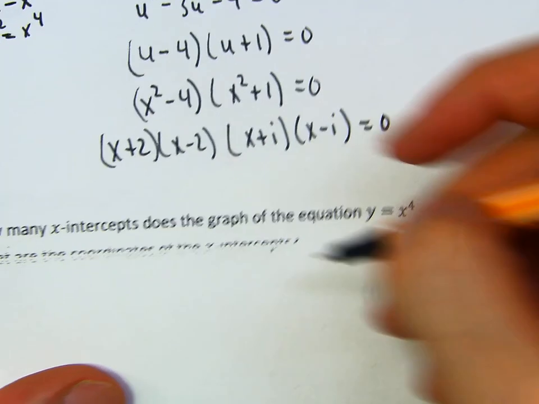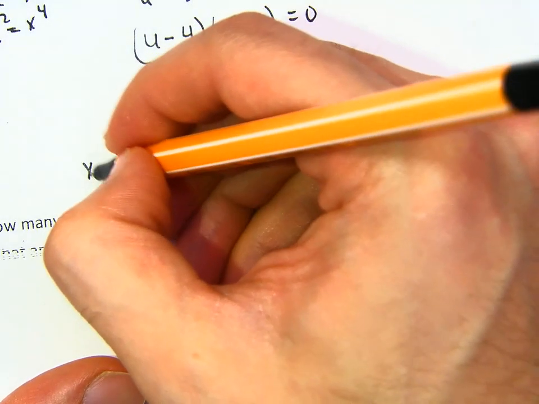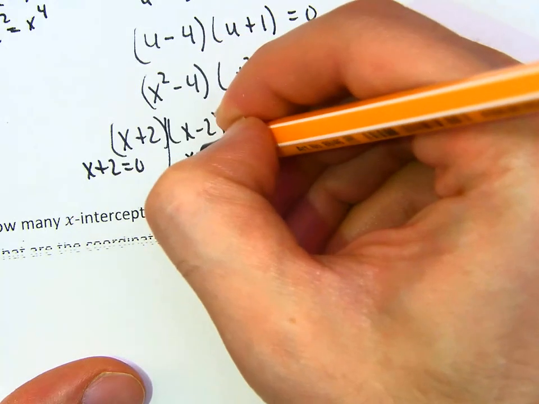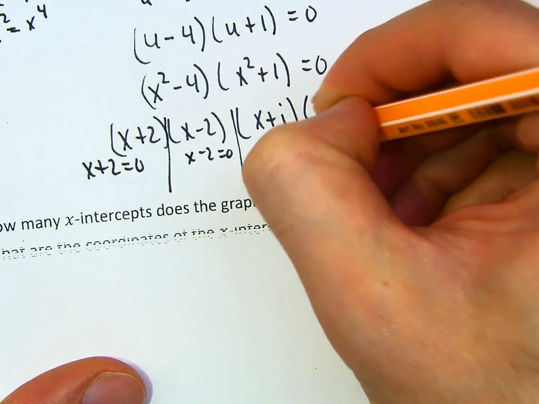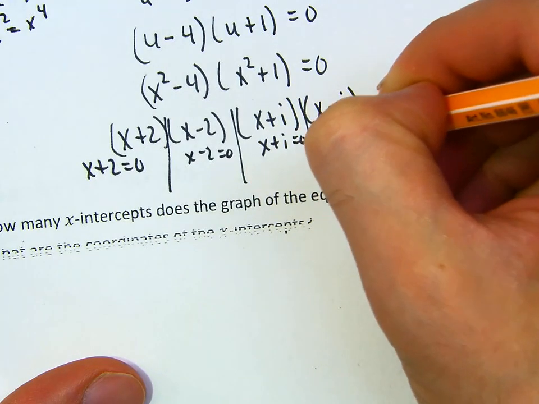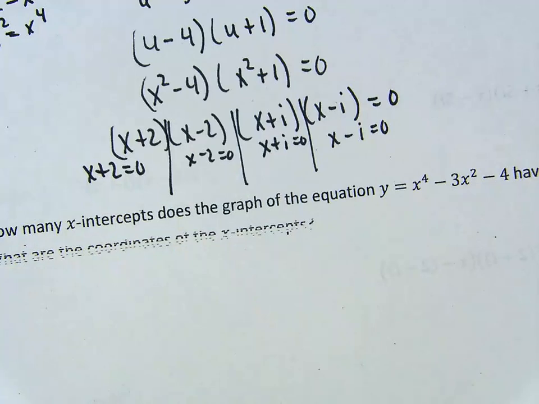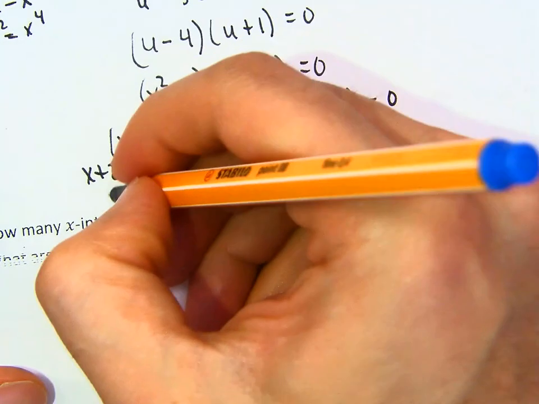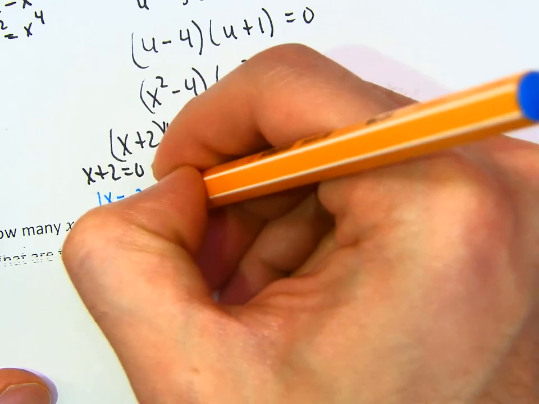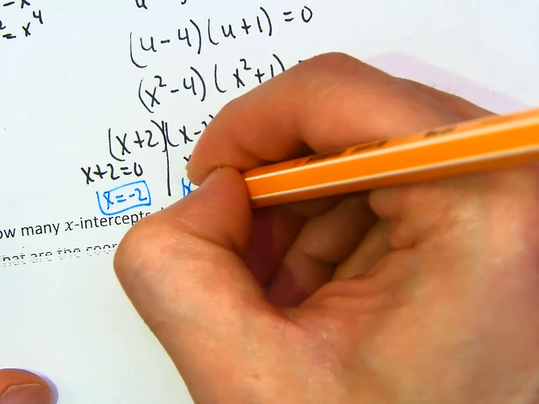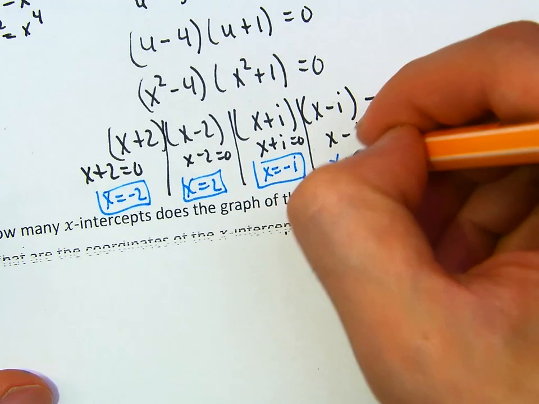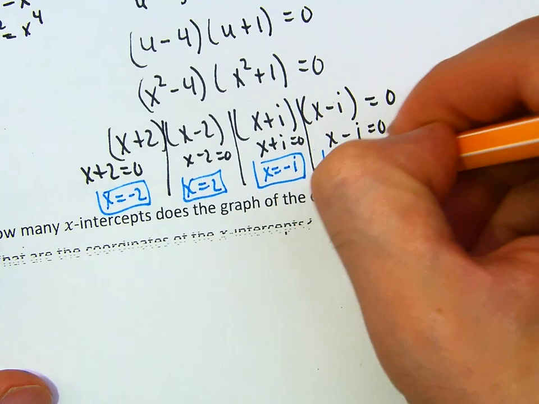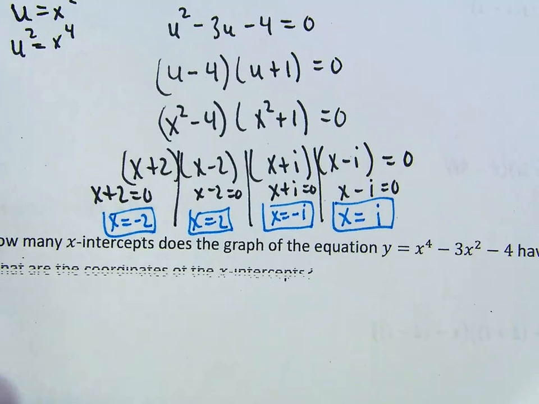Okay, and then you say what? x plus 2 equals 0. x minus 2 equals 0. x plus i equals 0. x minus i equals 0. So in here, x is equal to negative 2. x is equal to 2. x is equal to negative i. x is equal to positive i. And here are the four solutions.